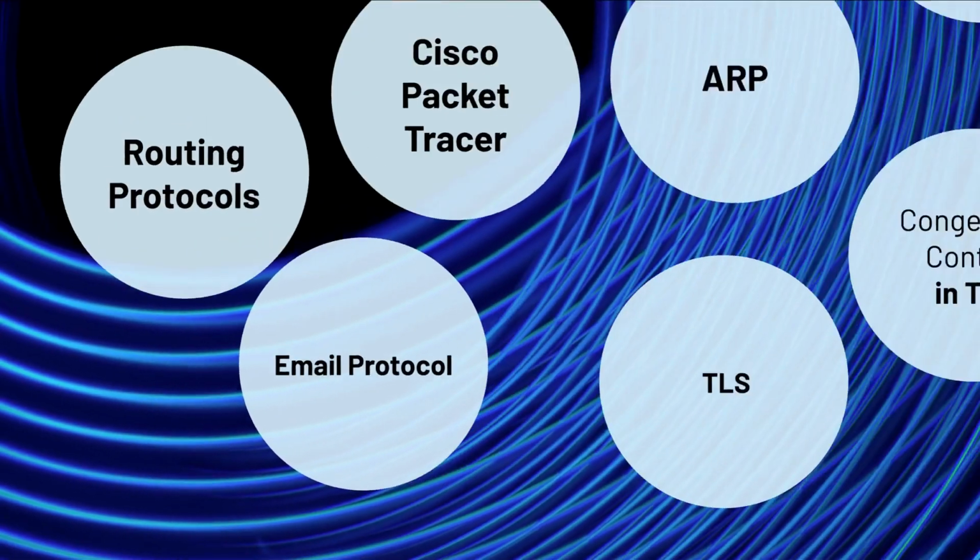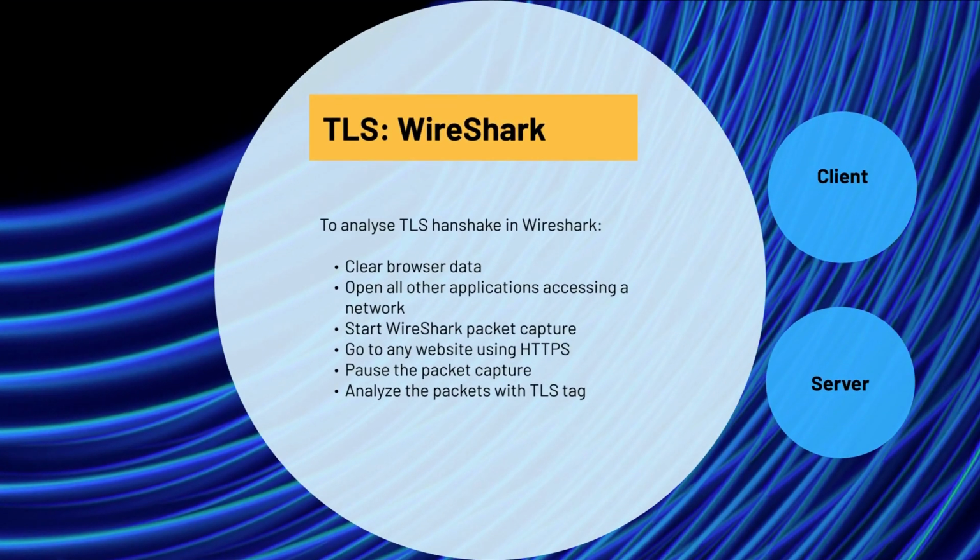Now, coming up next is TLS. So these were the steps I took to analyze the TLS handshake in Wireshark. First of all, I cleared my browser data and closed all the other applications accessing the network, started the Wireshark packet capture, went to any website using HTTPS, paused the packet capture and analyzed the handshake.